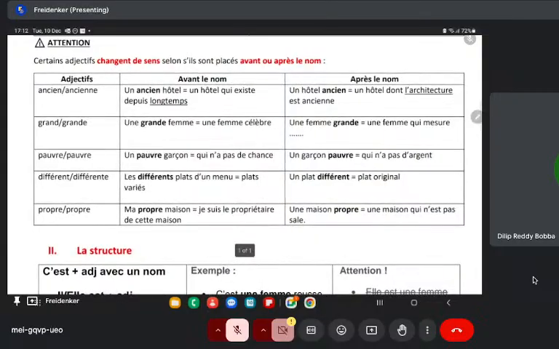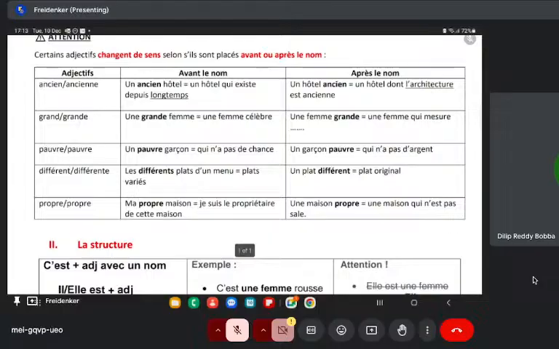Propre usually means clean. So on the right side, if I say une maison propre, it means it's a clean house. Sale is dirty, so this is a house that is not dirty. Une maison propre. It is a clean house. But if I change the position, if I put propre in front of maison, it means it is my own house now. It is my property. Like we say, this is my proper. So ma propre maison. That sense is coming here.